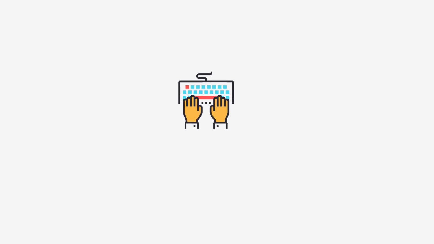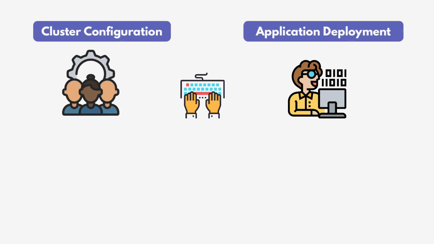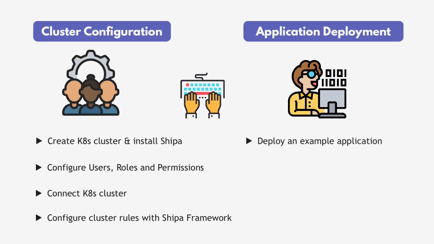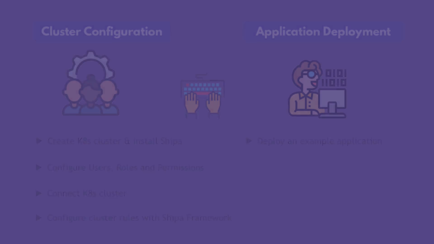In the demo, we will see two main parts. First, we will see platform administrator tasks. So we will install Shippa, connect Kubernetes cluster to Shippa, and configure that cluster with different settings using a framework. Second, we will deploy an application into the pre-configured cluster as a developer.